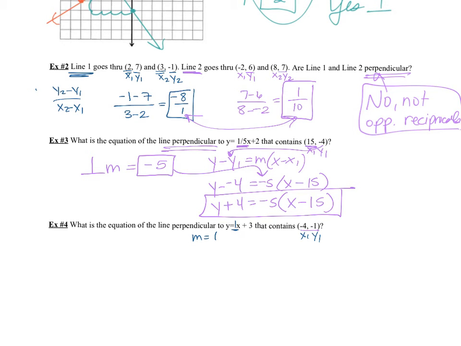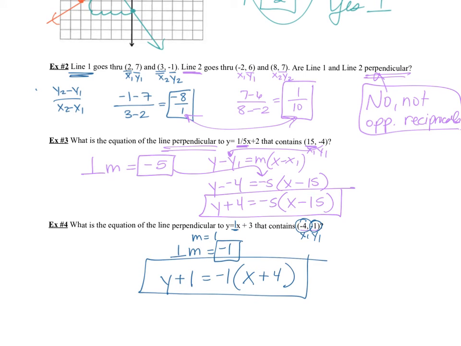It's as if there's a 1 out here. So my perpendicular slope has to be the opposite, so negative because it was positive, and then the reciprocal. And 1 over 1 flipped is 1 over 1. So we're going to be working with a slope of -1. So it will be y minus a -1, so y plus 1 equals -1 times x minus a -4. So minus a negative is plus a positive 4. And that will be your answer.